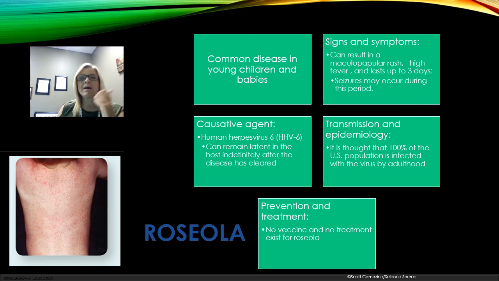It is thought about 100% of the U.S. population has been infected with this virus by adulthood. There's no vaccine and really no treatment. It is palliative care.